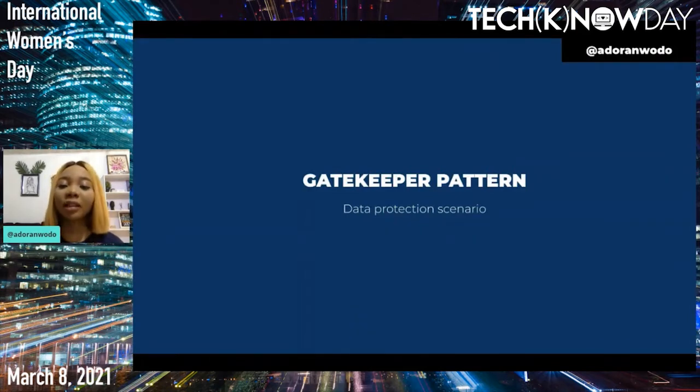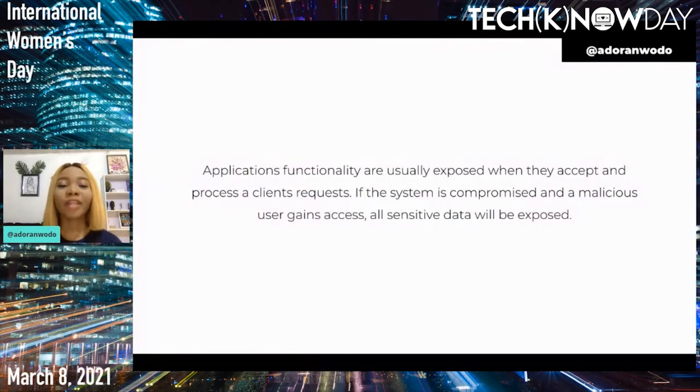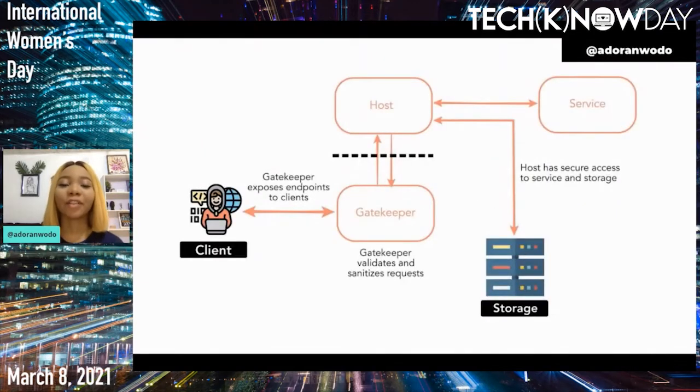So moving into the data protection scenario, let's talk about the Gatekeeper Pattern. When you have application functionality, normally it is exposed to client requests. And if these requests are compromised for whatever reason, an attacker can gain access to your system and can do very despicable things, and sensitive data will be exposed. Multiple terrible things could happen in your system.